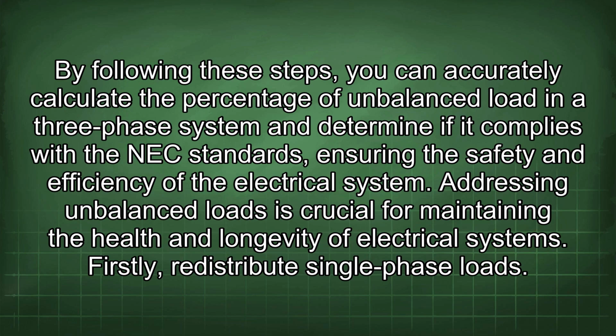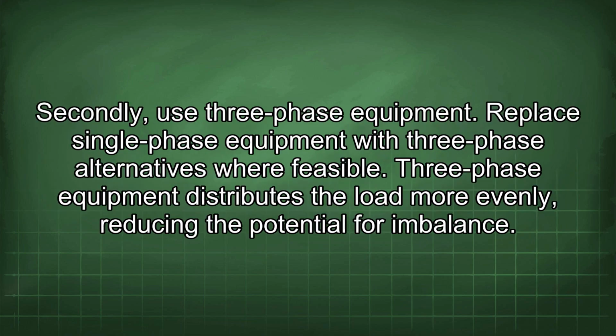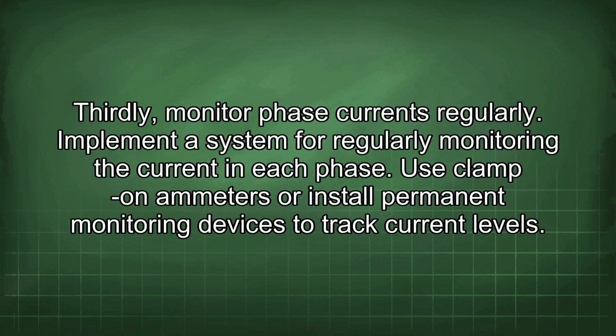Firstly, redistribute single-phase loads. Review the distribution of single-phase loads across the three phases. Move circuits to balance the loads as evenly as possible. Try to ensure that each phase carries a similar amount of current. Secondly, use three-phase equipment. Replace single-phase equipment with three-phase alternatives where feasible. Three-phase equipment distributes the load more evenly, reducing the potential for imbalance. Thirdly, monitor phase currents regularly. Implement a system for regularly monitoring the current in each phase. Use clamp-on ammeters or install permanent monitoring devices to track current levels.